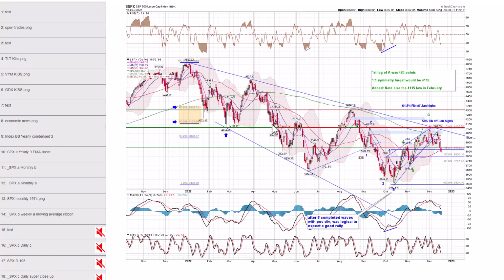Next. Chart number 16, here's a daily view of the S&P. Again, you can see into the last bull market, the series of lower highs, lower lows since that time.